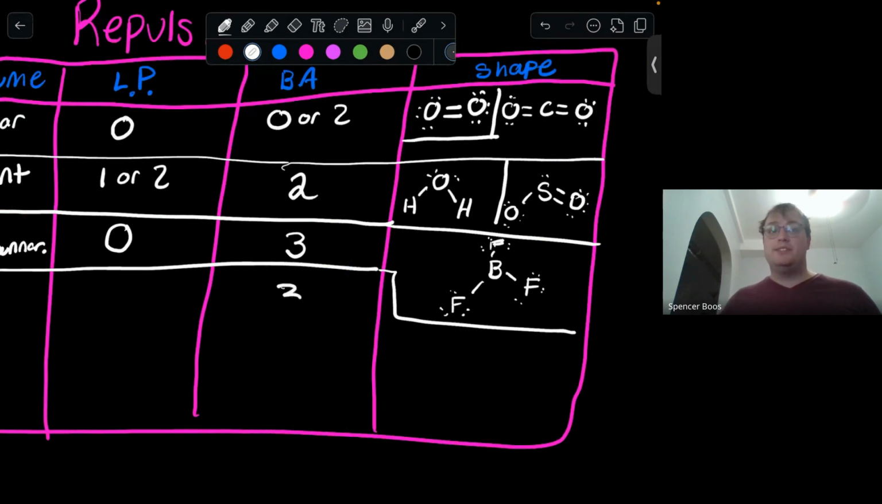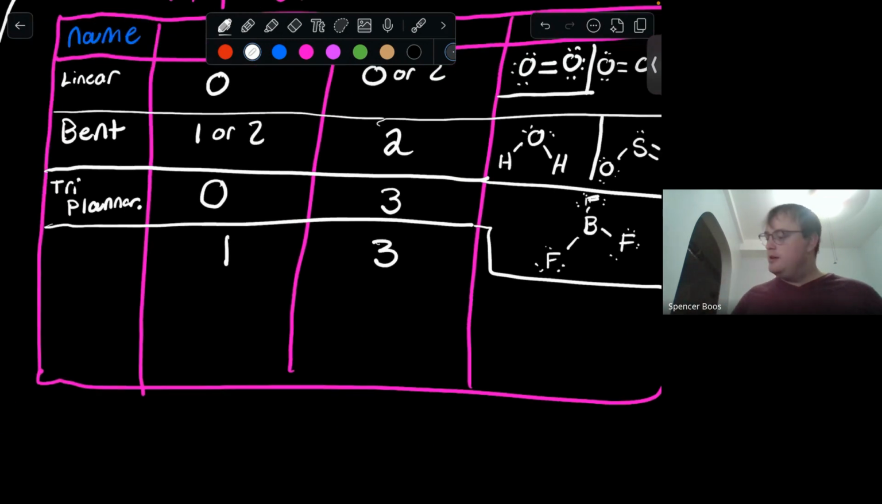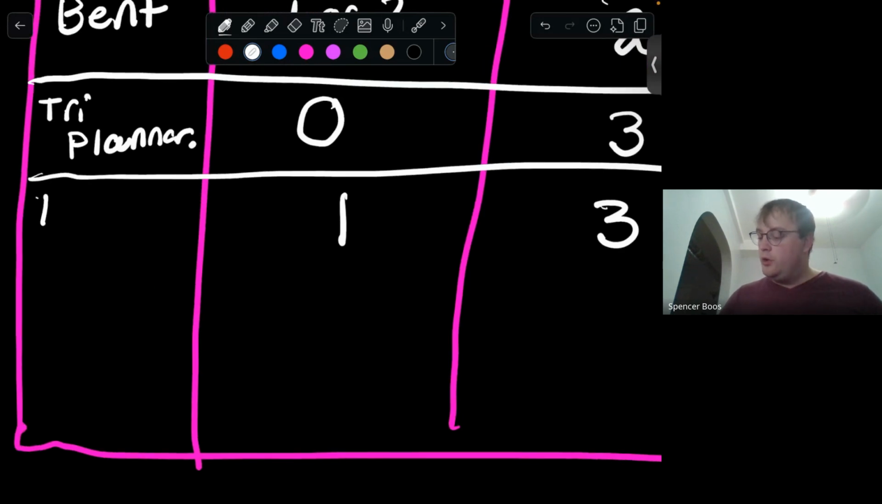All right, let's go crazy. 3 bonded atoms, 1 lone pair. I know, we're crazy now. Oh, just imagine. This would be a trigonal pyramidal.